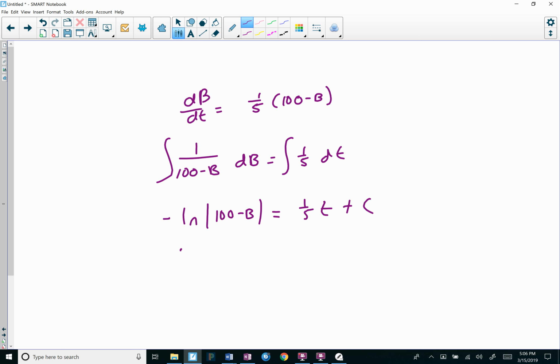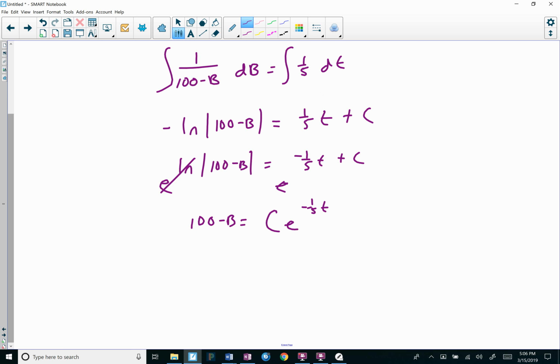Divide by that negative. You cannot take e to the both sides until you get rid of that coefficient. So I get negative 1/5 t plus c, right? A constant times a negative, still a constant. Now you can do e to the. So you get 100 minus b. Remember, e to the negative 1/5 t times e to the c is really c e to the negative 1/5 t. Subtract 100. Divide by that negative. I'm going to go ahead and switch the terms then.